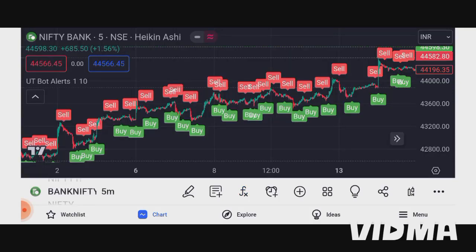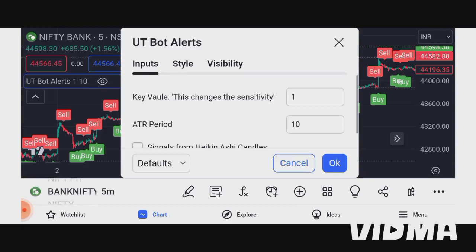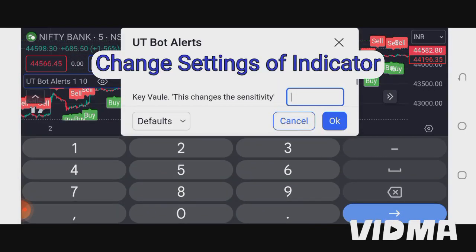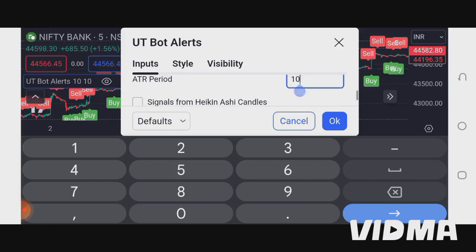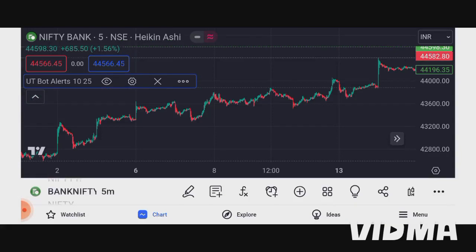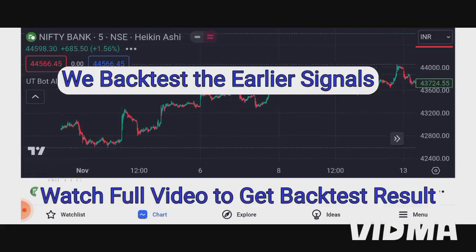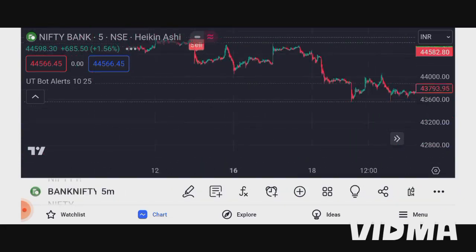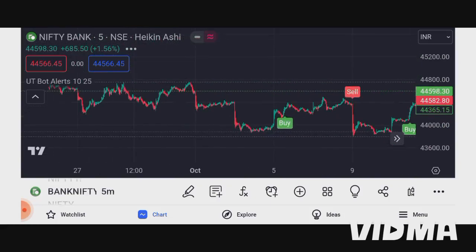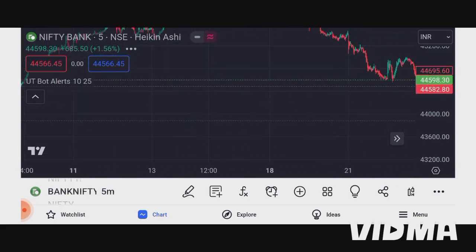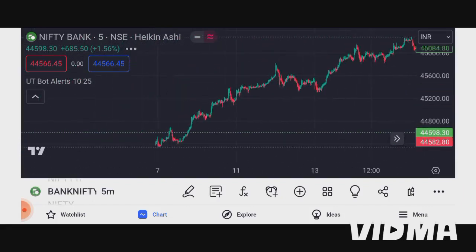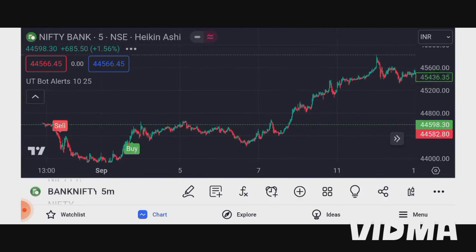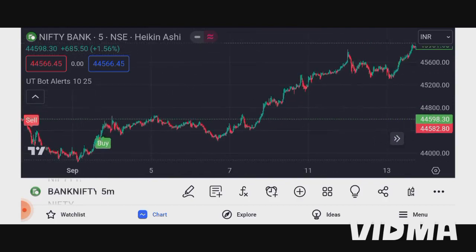Now if you check, there are a lot of buy and sell signals, because you need to change the settings. The setting you need to change to 10, and the ATR period is 25. Okay, now it's loading. We go to September first and check what signals are coming and what the results are. Why do we select Heikin Ashi? Because it indicates a very clear-cut trend in one chart. So now we start with September.